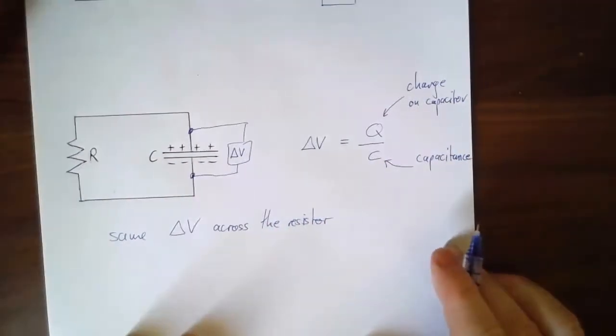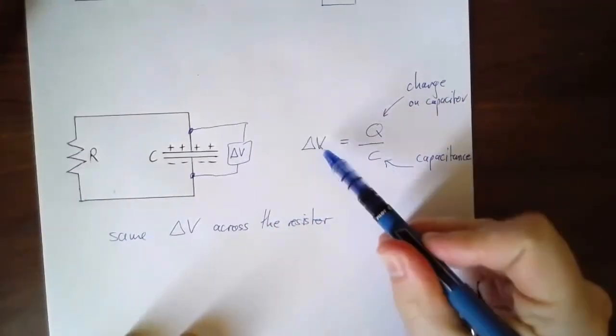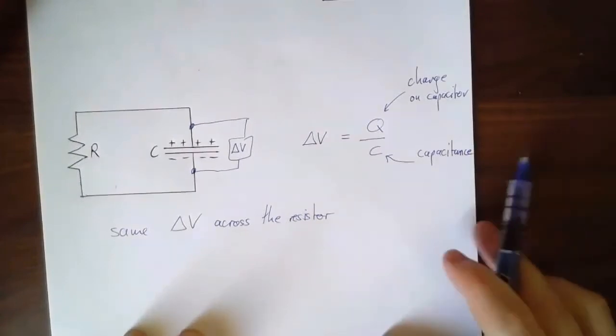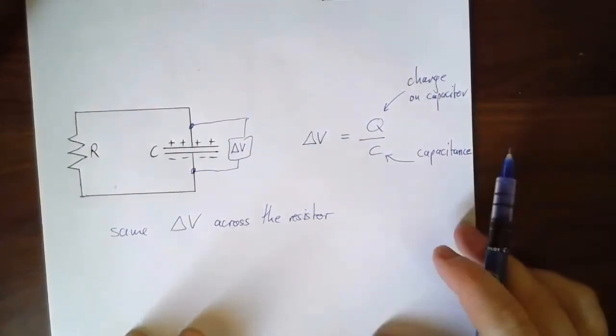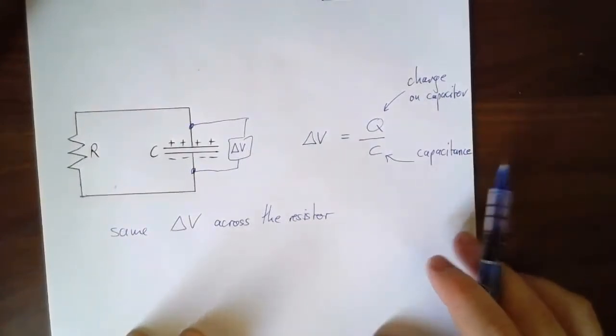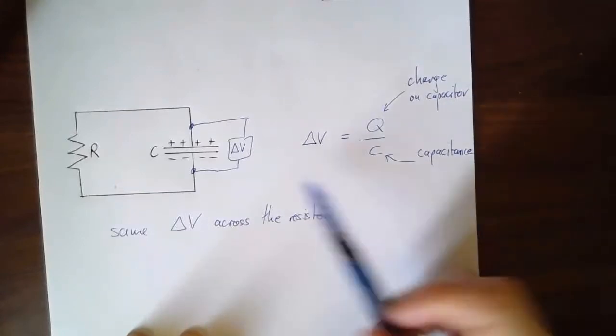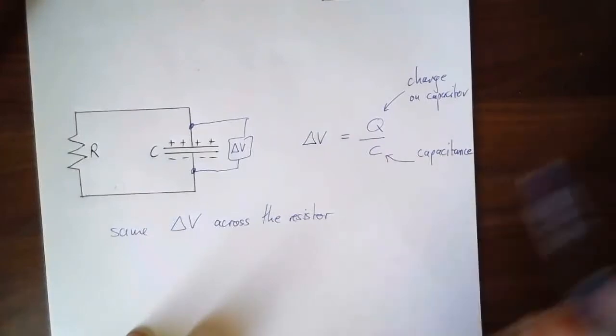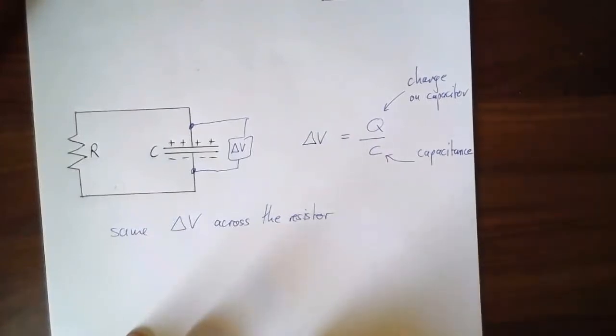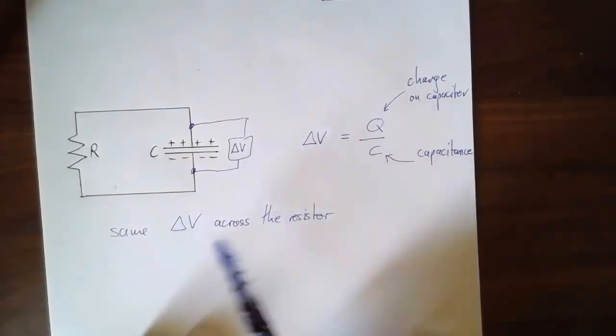Notice that I'm not assuming that either the charge or the delta V are constant. They're going to change in time. That's something we didn't see with resistor circuits, right? With resistor circuits, there was a delta V, because of the resistor, we didn't know what it was. We worked it out maybe, but it didn't change over time. This one will change over time, right?